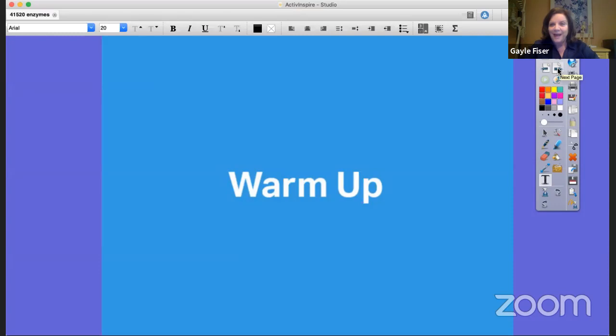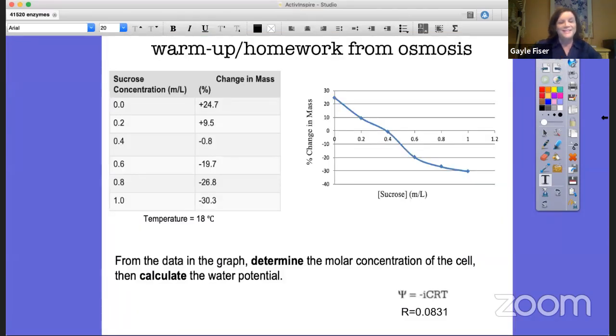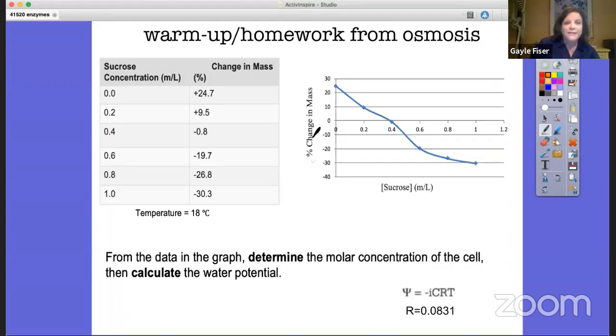But first, let's have time for our warm-up. Our warm-up today is actually our homework from the last lesson with osmosis with Ms. Kate. We have a table with some sucrose molar concentrations and some percent change in mass. Some are gaining mass, some are losing mass. And then we have this nice graph right here, percent change in mass, and then sucrose molarity on the X. So what do we need to do? We need to determine the molar concentration of the cell, and then we need to calculate the water potential.